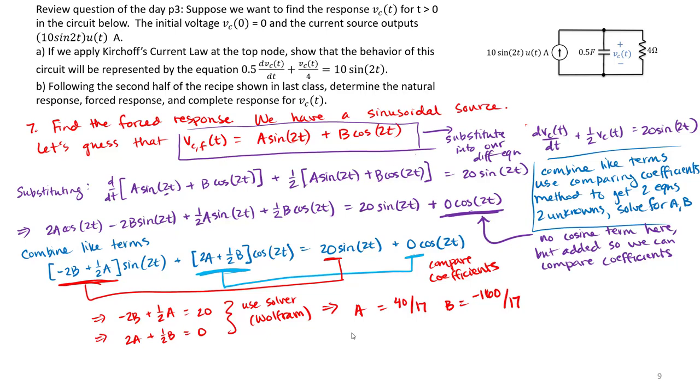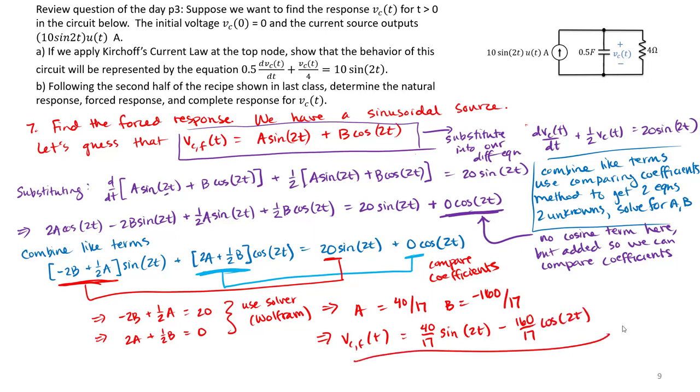And therefore, after comparing coefficients, we can determine our forced response: Vc of t must be equal to 40 over 17 sine 2t minus 160 divided by 17 cosine 2t. Believe it or not, we are now almost finished with this question. Now that we have found both our forced response and our natural response, we can determine our complete solution.